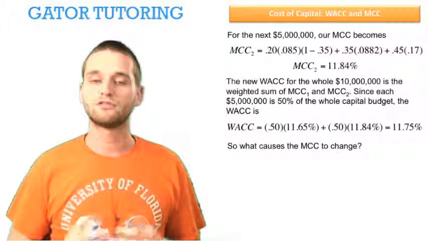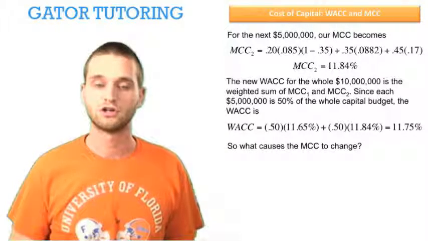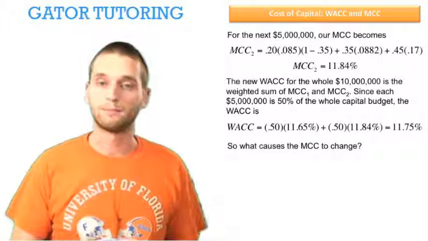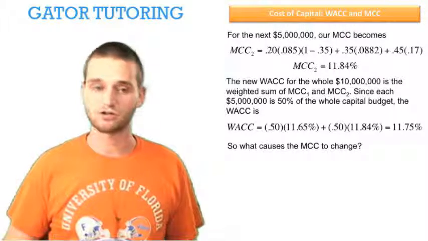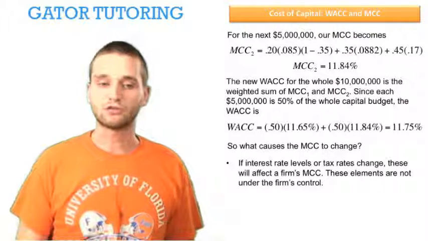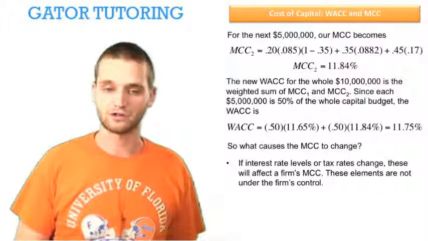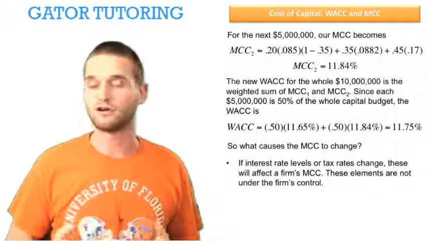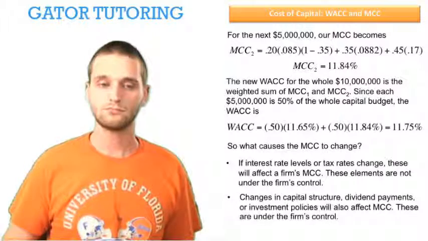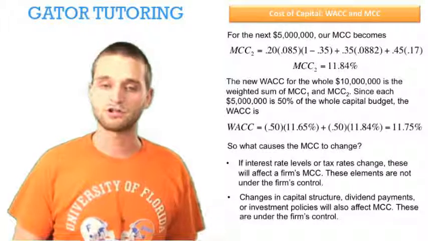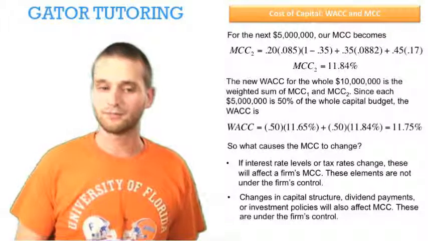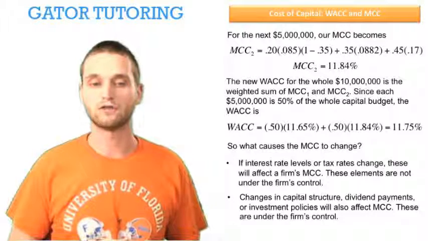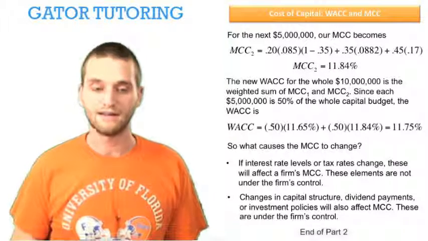So what causes the marginal cost of capital to change? We've just seen that a change in one of the costs of the components will do it, but why do one of those costs change? Well, if interest rate levels or tax rates change, these will affect a firm's marginal cost of capital. These are elements that are not under the firm's control. Changes in the capital structure, dividend payments, or investment policies will also affect the marginal cost of capital, and these are under the firm's control. And that's the end of part 2.